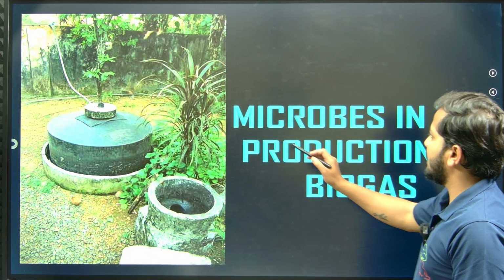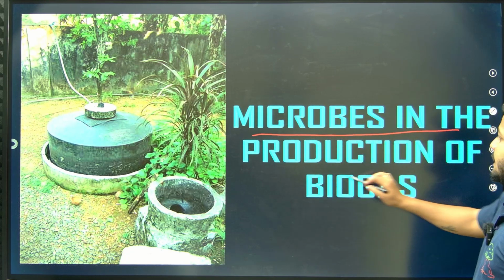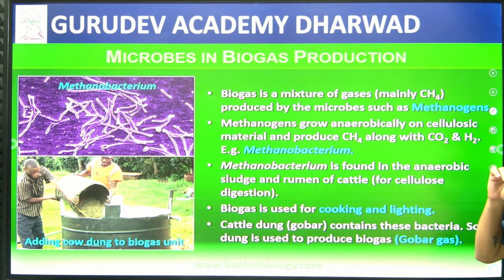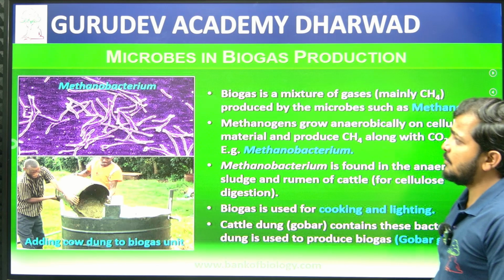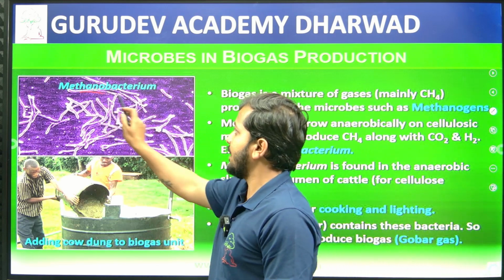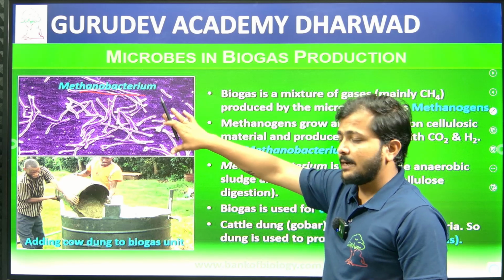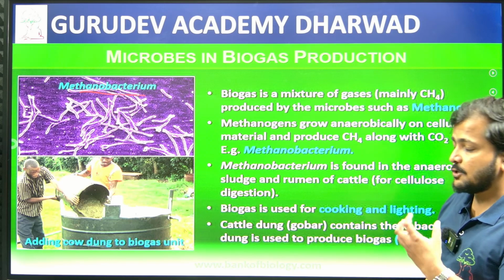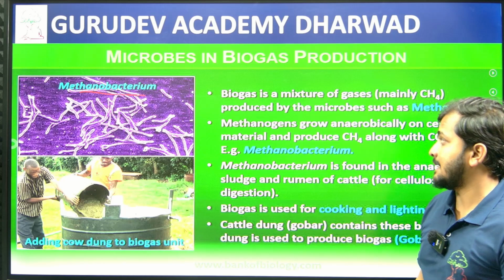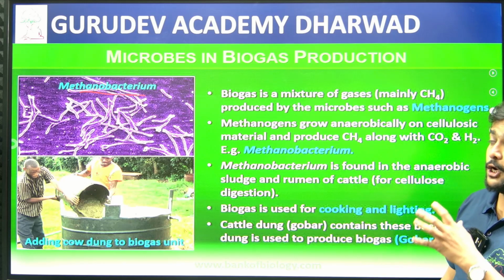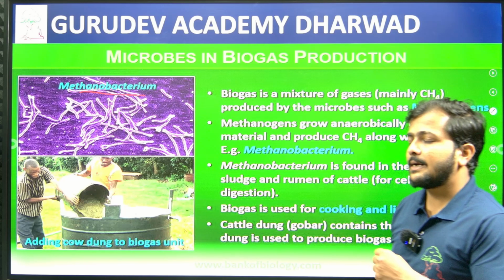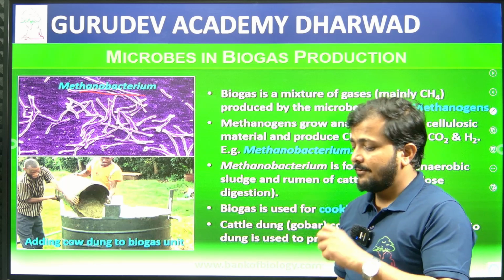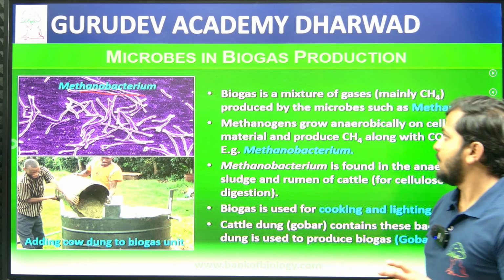Then we'll discuss microbes in the production of biogas, right? How actually this biogas can be produced. This is the structure of Methanobacterium. This is the main bacteria used for the production of methane gas, right? Majorly, if you consider methanogens, you can find these methane bacteria in the gut of ruminant animals, and they are known as archaebacteria, right?